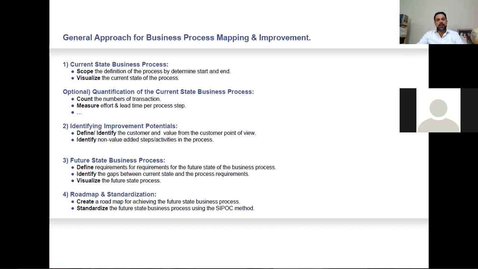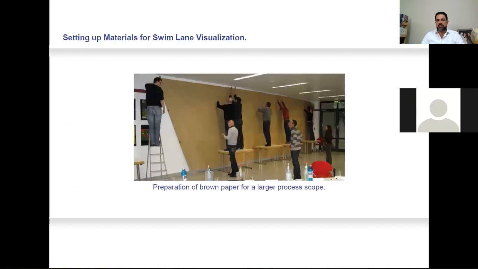Now, in order to do this, the approach starts with the current state of the business, quantitative analysis of the current state of the business, identifying the potential of improvement, future state of the business, roadmap, and standardization.